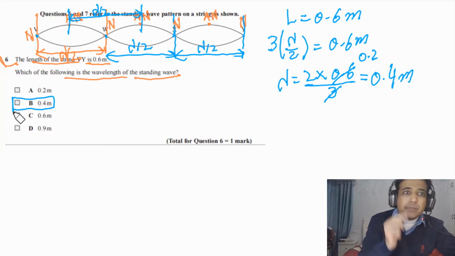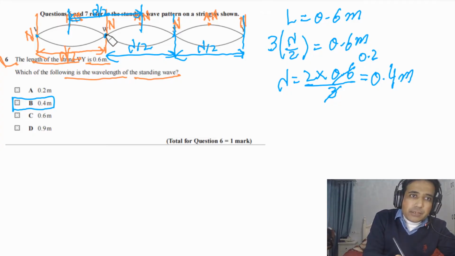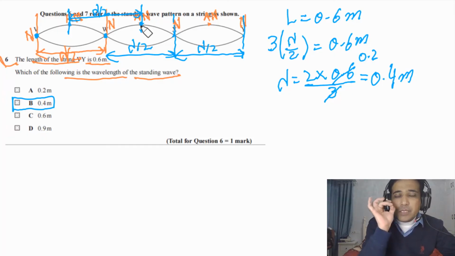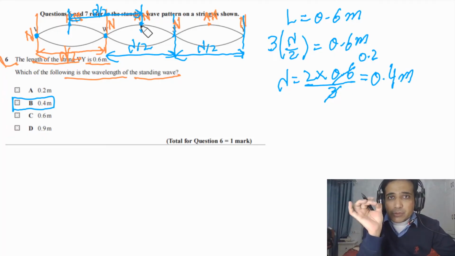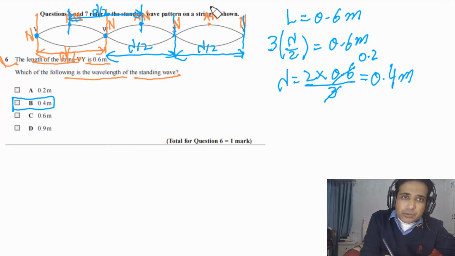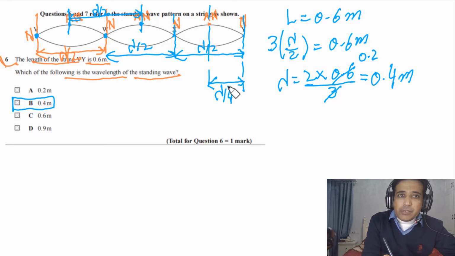So this is how you can answer. The main concept is that the distance between any two consecutive nodes is lambda by 2, and the distance between any two consecutive antinodes is also equal to lambda by 2. You can also understand that the distance between a node and an antinode is lambda by 4. Maybe for some questions this understanding is very important.